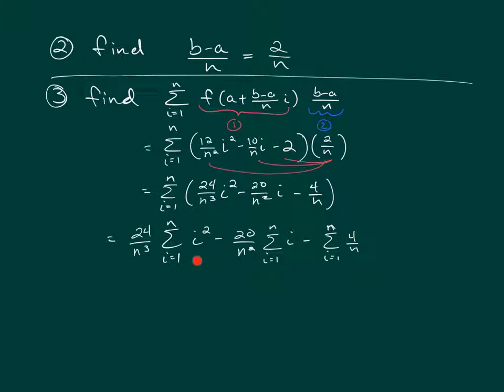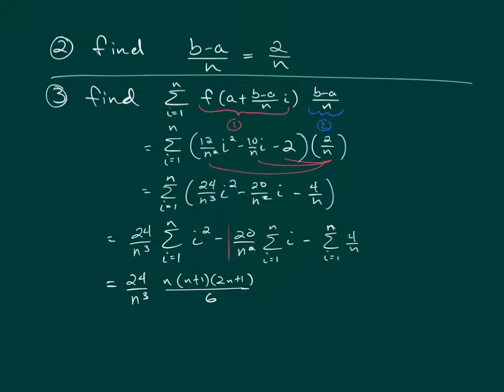So the next step is to use the formulas for the sums of i's and the sum of a constant. And when you do that, you'll get something like this. This will be 24 over n cubed. And the sum of i squared as i goes from 1 to n, from our formula, it looks like this. n times n plus 1 times 2n plus 1 all over 6. So that's that first sum.